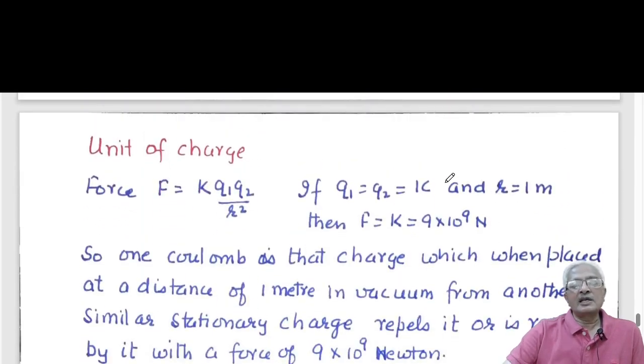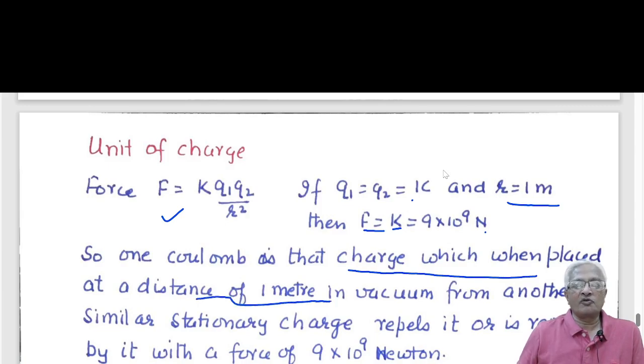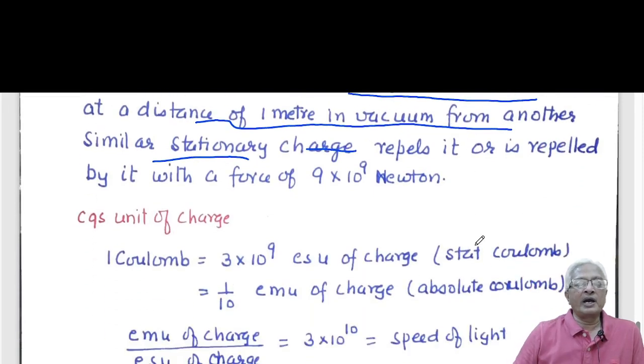Now, what is the SI unit of charge? Coulomb. So we need to define what is 1 coulomb. The force F is equal to K Q1 Q2 upon r square. If Q1 equals Q2 equals 1 coulomb and r equals 1 meter, then F will be equal to K, which is 9 into 10 raised to power 9 newton. So 1 coulomb is that charge which, when placed at a distance of 1 meter in vacuum from another similar stationary charge, repels it or is repelled by it with a force of 9 into 10 raised to power 9 newton.